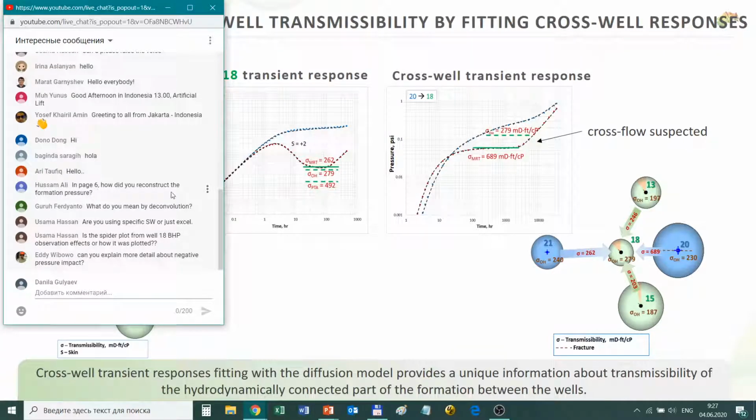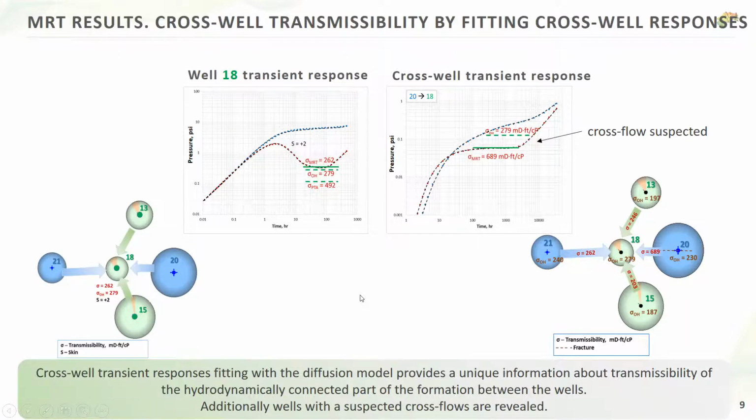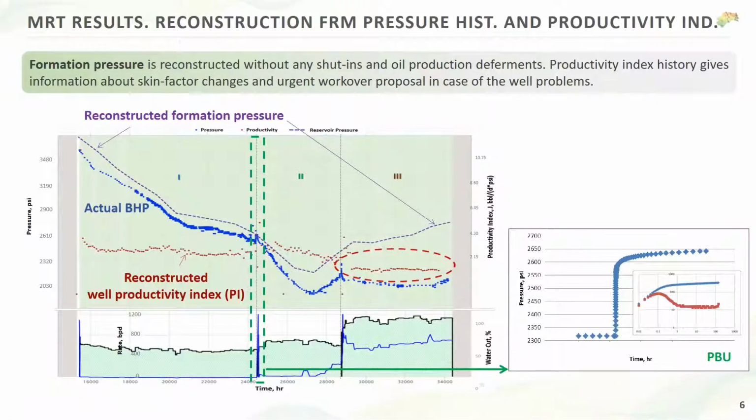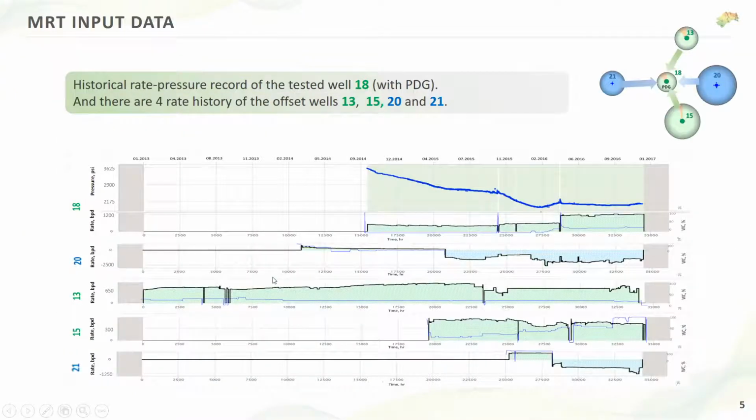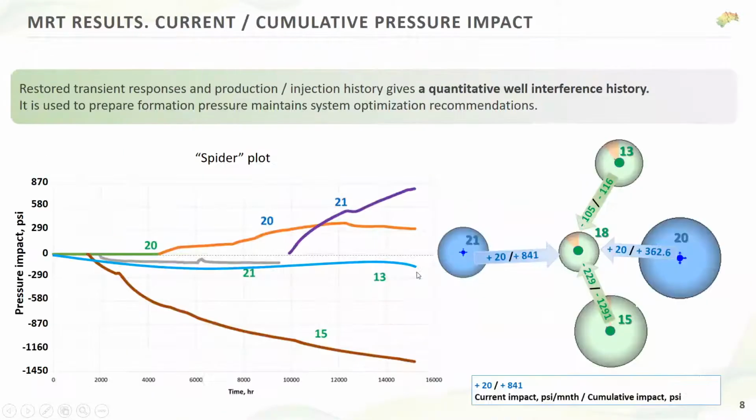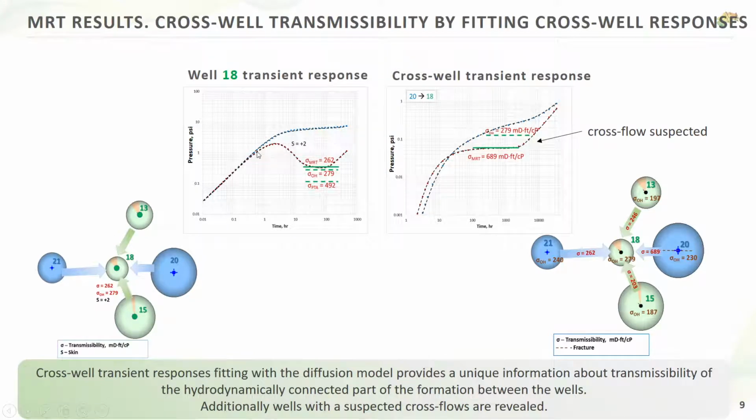In page 6, how did you reconstruct formation pressure? Okay. Yes, I think I should explain one more time more specifically. First of all, by looking at the pressure changes here, we have evaluated what would be the pressure response on the unit rate production. This response is drawdown transient response of the well itself and cross well transient responses of each of the offset wells.